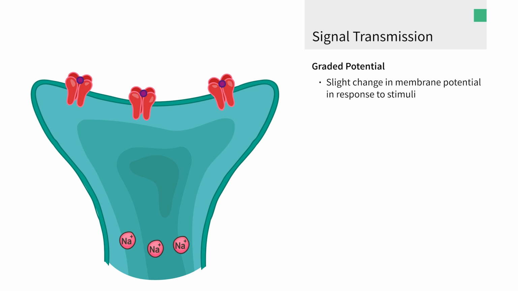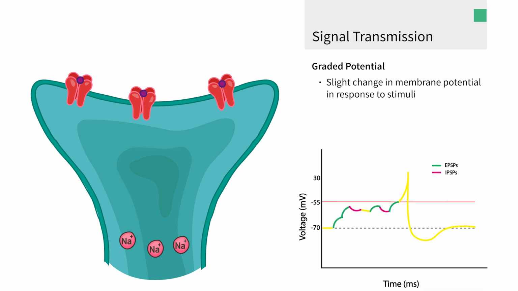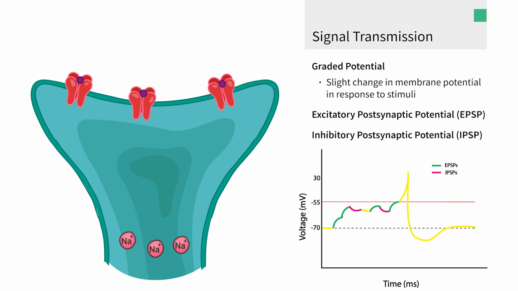Most graded potentials are excitatory, meaning that they raise the membrane potential, making it more positive. Let's keep putting the pieces together. We have an excitatory potential at a postsynaptic membrane, so we can call it an excitatory postsynaptic potential, or EPSP for short. However, inhibitory graded potentials, or IPSPs, are also possible. These make the membrane more negative, resulting in hyperpolarization.